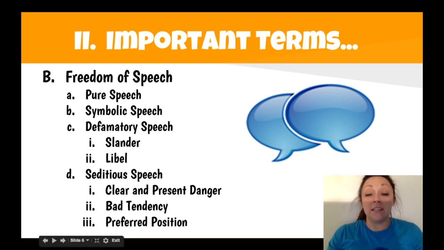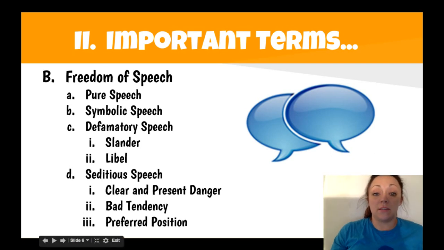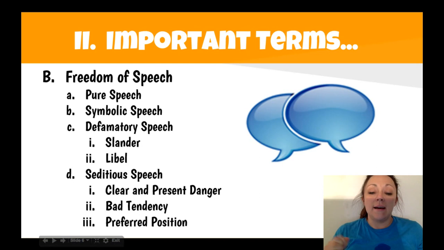Moving on to seditious speech. Seditious speech is speech that is intended to cause a problem, okay, intended to stir up trouble. Whenever the Supreme Court tries to figure out if a certain speech is seditious or if it's protected by the First Amendment, they use 3 different tests. The first test that they use is the clear and present danger doctrine. The clear and present danger doctrine is basically the Supreme Court asking, does this specific speech in question present a clear and present danger? So does your speech immediately make me want to do something violent, okay?